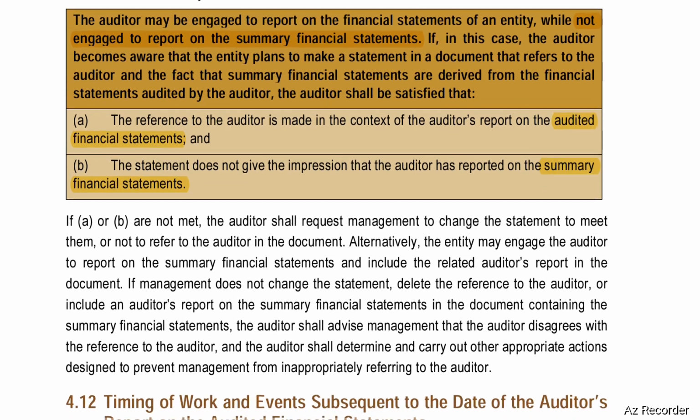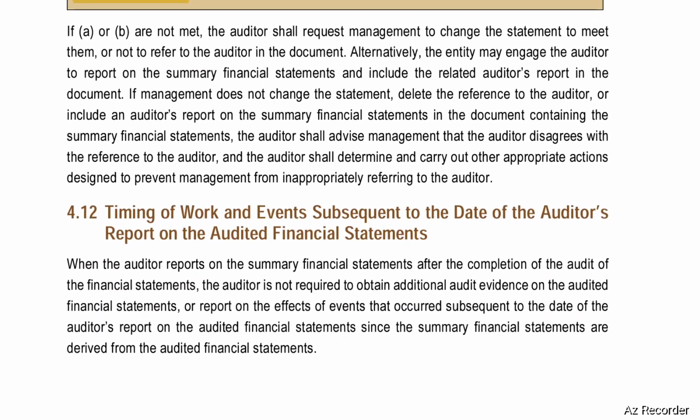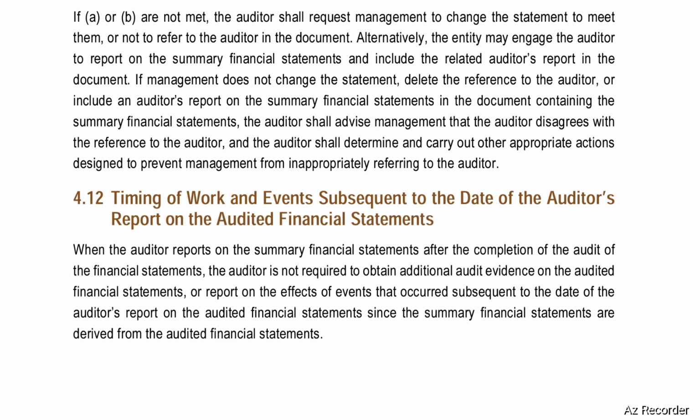The auditor may be engaged to report on the financial statements of an entity while not engaged to report on the summary financial statements. If in this case the auditor becomes aware that the entity plans to make a statement in a document that refers to the auditor and the fact that summary financial statements are derived from the financial statements audited by the auditor, the auditor shall be satisfied that: A, the reference to the auditor is made in the context of the auditor's report on the audited financial statements, and B, the statement does not give the impression that the auditor has reported on the summary financial statements. If A or B are not met, the auditor shall request the management to change the statement to meet them or not to refer to the auditor in the document.